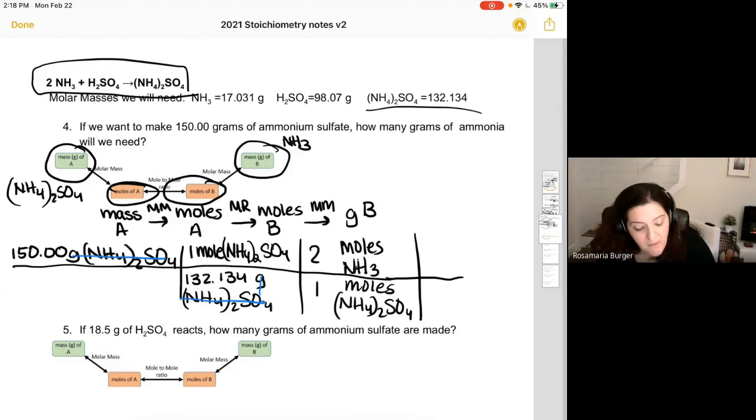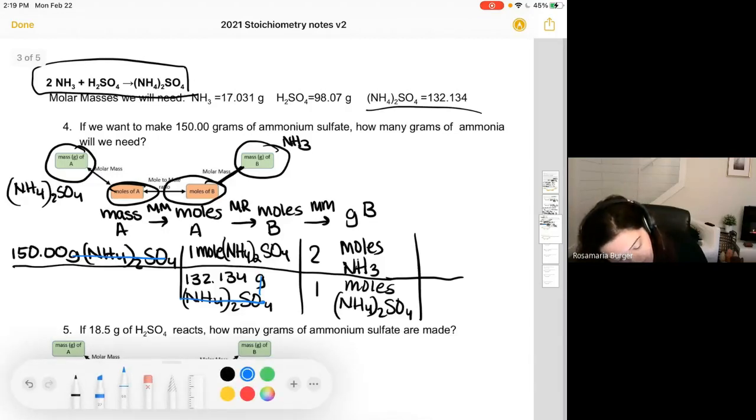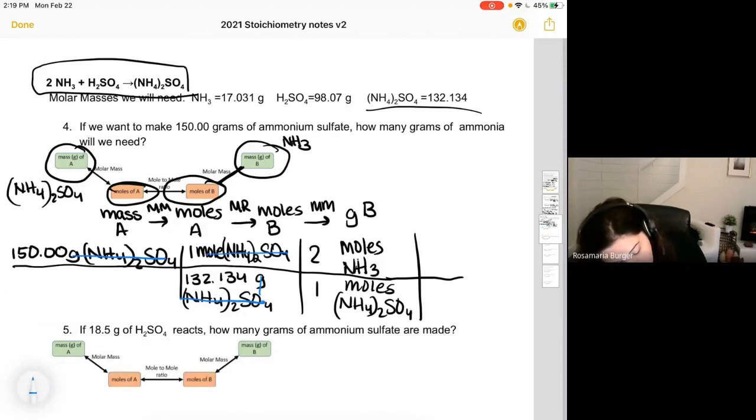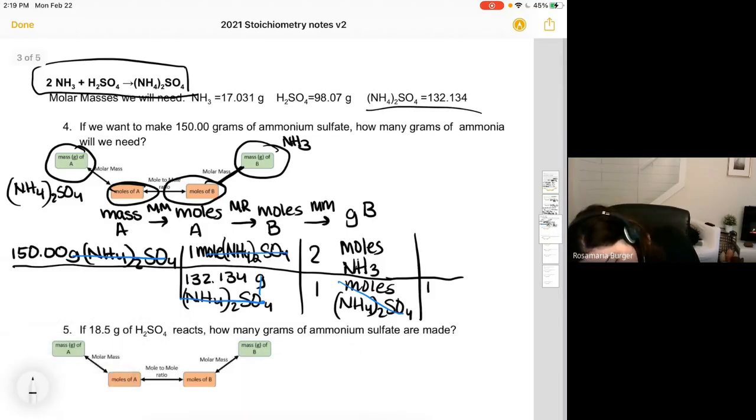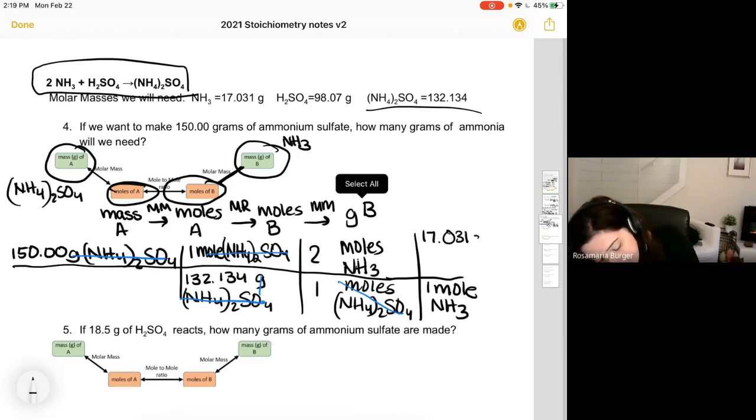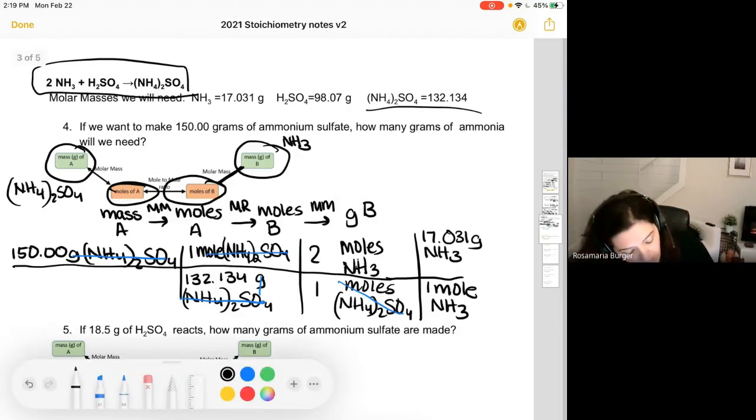Now the last step is to use my molar mass and get myself to the mass of ammonia. Because now, if we're looking at what's canceling out, moles of ammonium sulfate have canceled out. So now we need to get rid of moles of ammonia. 1 mole of NH3 gets us 17.031 grams of NH3. So now moles of NH3 cancels out.